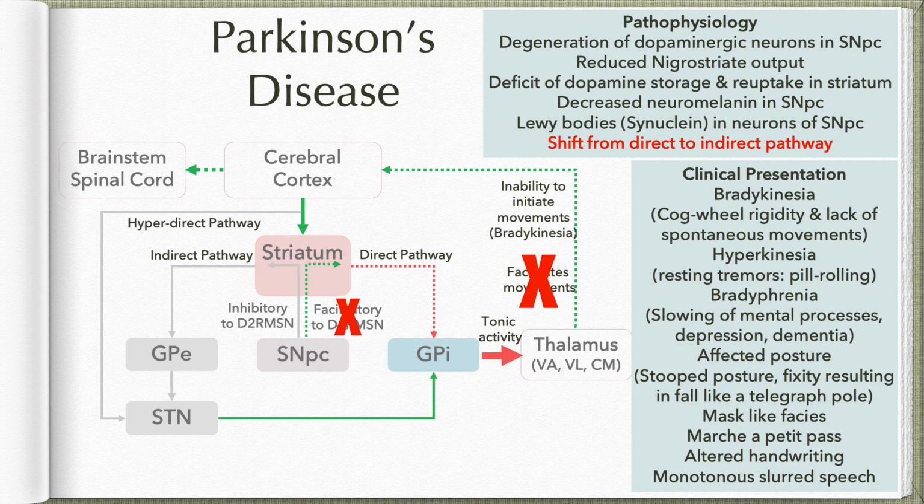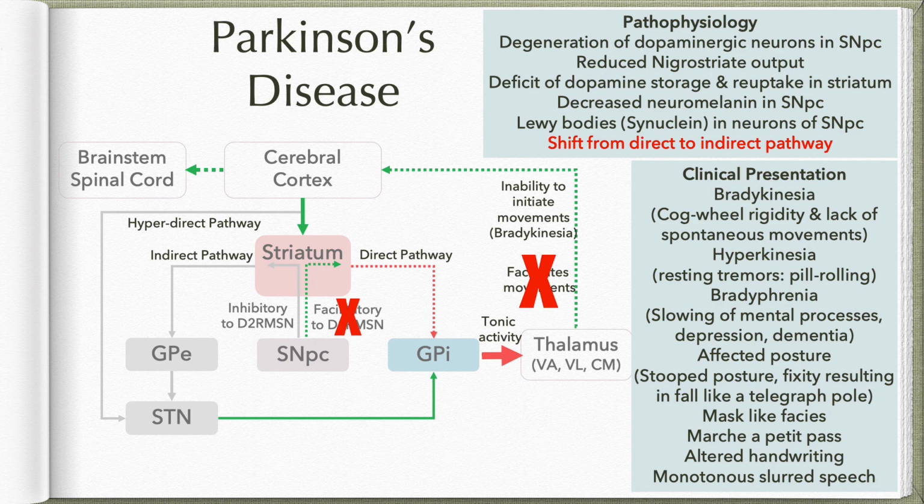Because of this bradykinesia, there will also be affected posture. Usually patient shows stooped posture, and there is also fixity in his muscle activity. So if you ask the person suddenly to turn, his legs will be fixed at the same place. So he will fall like a telegraphic pole. So these are the classic features of a Parkinson's disease patient.